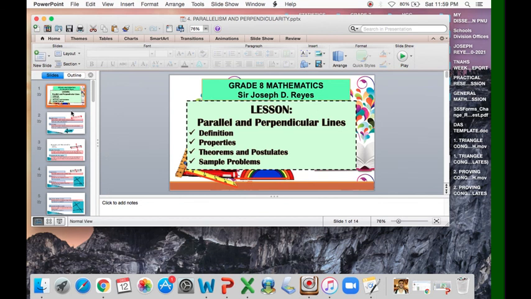Okay? So that's all about parallel and perpendicular lines, particularly the theorems and postulates and sample problems, and determining if the lines are parallel and if the lines are perpendicular to one another.